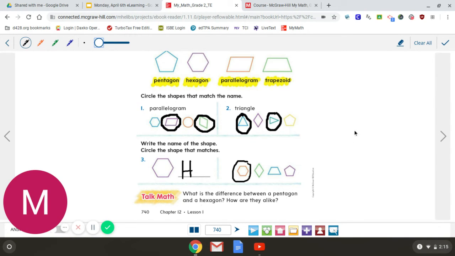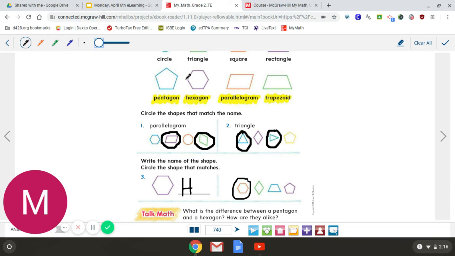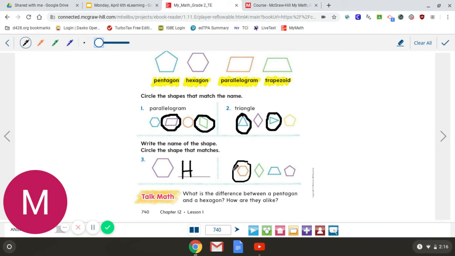Now, while I move on to the next page, I want you to turn and talk to an adult or someone around you and discuss what is the difference between a pentagon and a hexagon and how are they alike. So take a second. You can look at our example. You can look down here and how I explain that. How are they different and how are they alike?